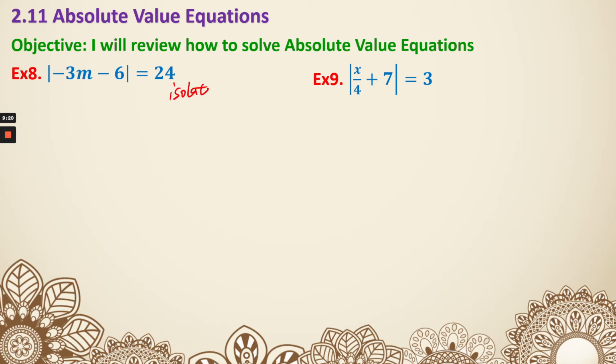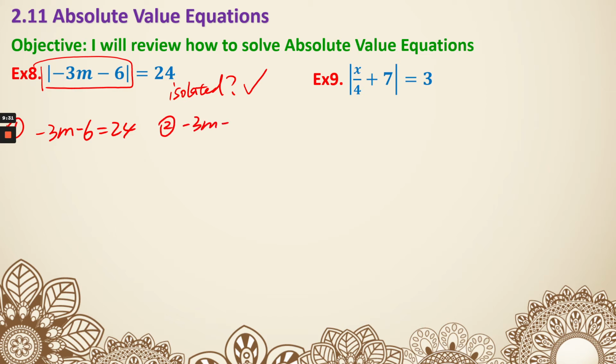First question you're going to need to check with yourself: is it isolated? It is by itself in the box, so it is. We can start setting up our cases. Negative 3m minus 6 is a positive 24. Negative 3m minus 6 is a negative 24. So I'm going to add 6 on both sides. Negative 3m equals 30. M is negative 10.